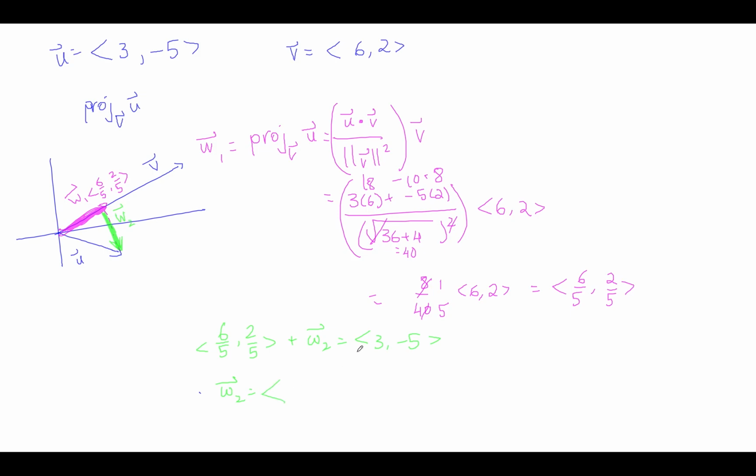So if I think about how this works, I need to get some vector that's 3 minus 6/5 comma -5 minus 2/5. And so that would end up being 9/5 comma -27/5. And this would end up being my w2 vector. This is my w1 vector. These two vectors together, if we add them up, give us the u vector.